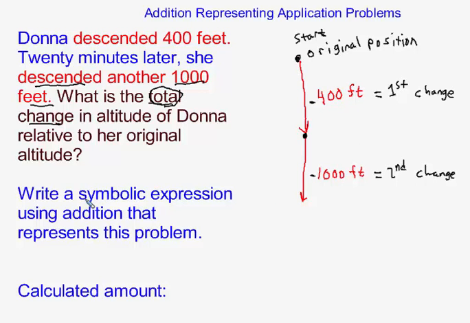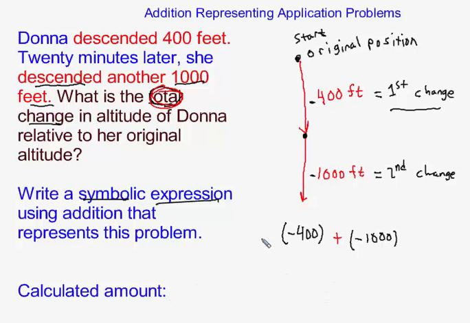And writing a symbolic expression would look like this. I'm going to write the number negative 400. That was the first change. And I'm going to write the second change, which is negative 1,000. And then to find the total change, this means to add them together.